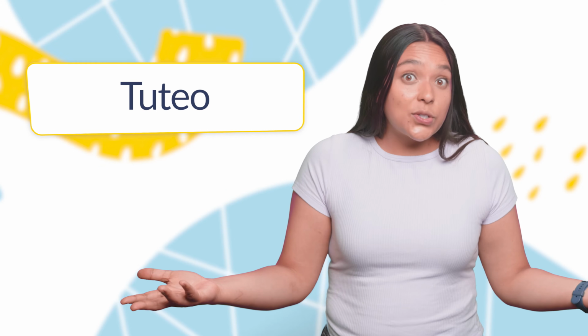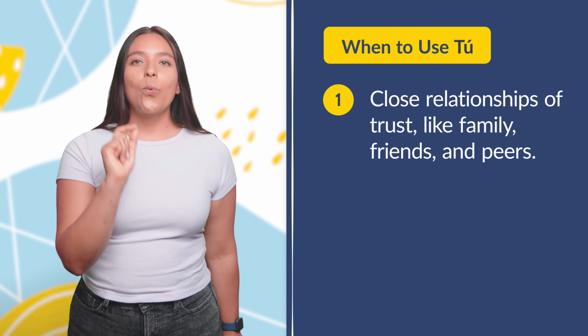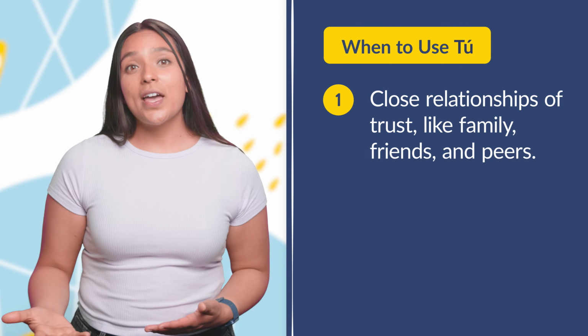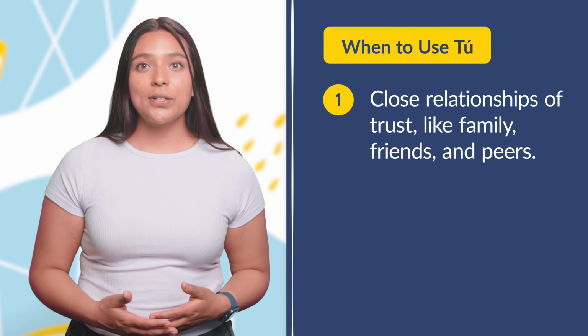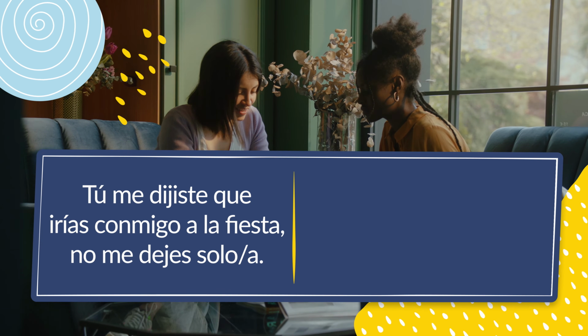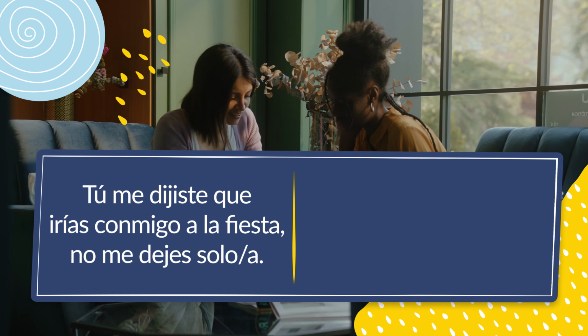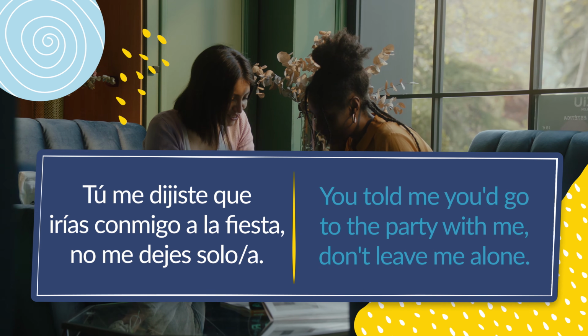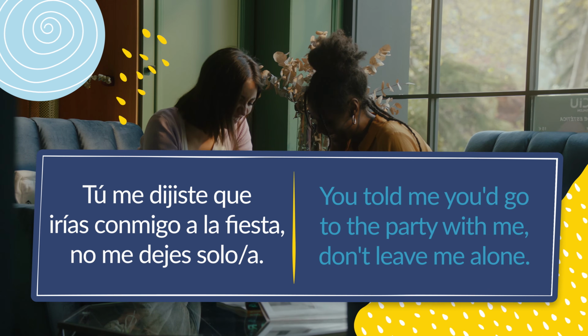So, what are the situations where you should use this personal pronoun? Number one, when there is a relationship of trust between people. This might be your friends, family, co-workers, a significant other, or even your classmates. For instance, you might say, Tú me dijiste que irías conmigo a la fiesta. No me dejes solo o sola. You told me you'd go to the party with me. Don't leave me alone.